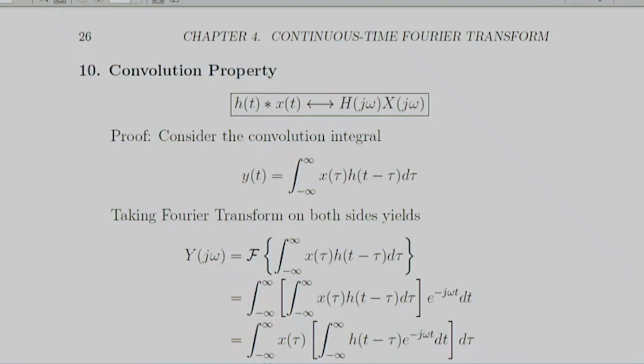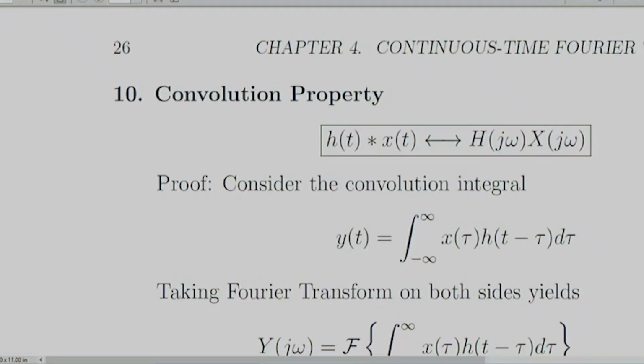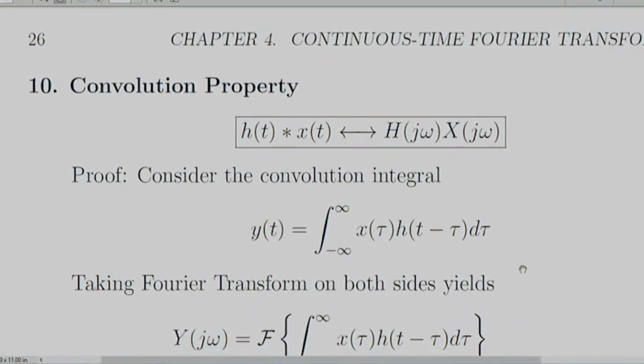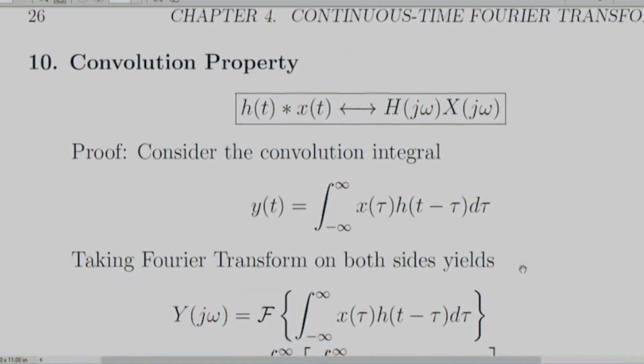We can take the convolution in either order. So h of t convolved with x of t is the same as x of t convolved with h of t. And what the result is, just as I indicated there, is that in the transform domain, it becomes the product. And the proof is just a direct calculation.